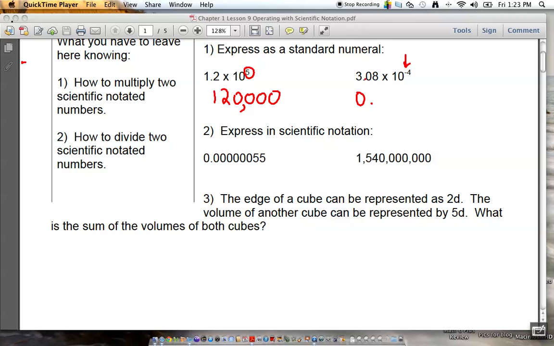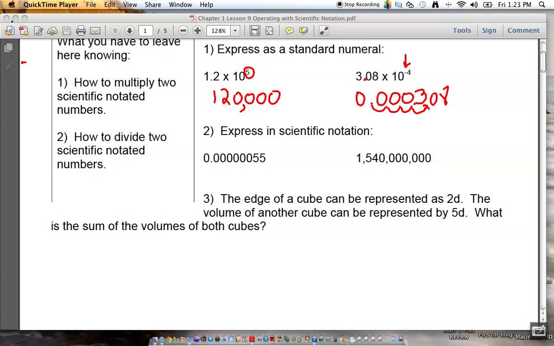Now, I want the decimal to end up after the 3, and I want to go a total of 4 places. So 1, 2, 3, 4 places. Now, some kids will say, but the 08 on the end makes it 6 places. It's only how many places till I move and make 3.08. So this is 1, 2, 3, 4. That's negative 4. Okay? So that's the correct answer to the second one. I suspect that you guys had a harder time with the second one than the first one. Okay? That's typically the way it works.